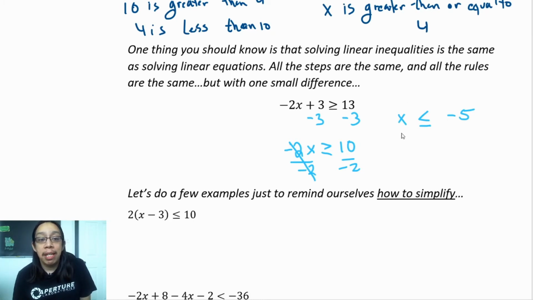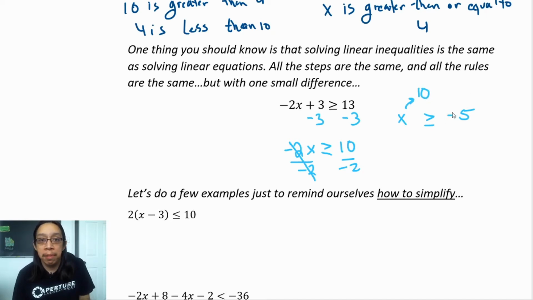So let's just assume that we didn't know that we had to flip the inequality and we kept it the way it was. This is saying that any value of x that is greater than or equal to -5 will satisfy this inequality. So let's go ahead and test it out. What's a number that's greater than -5? Well, let's say I decide to use the number 10 in this case.